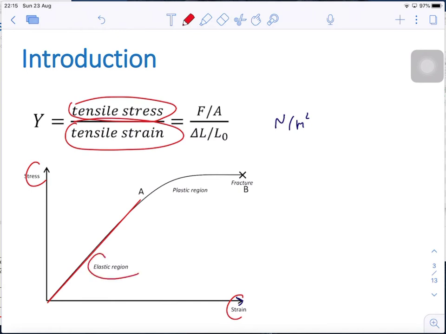And then after that, if we keep pulling it, it will extend more, which we define as the plastic region, where the material extends but does not tend to shrink back to the same length. And finally it will break, so we call it the fracture point. In this experiment we will study only the elastic region of a material.